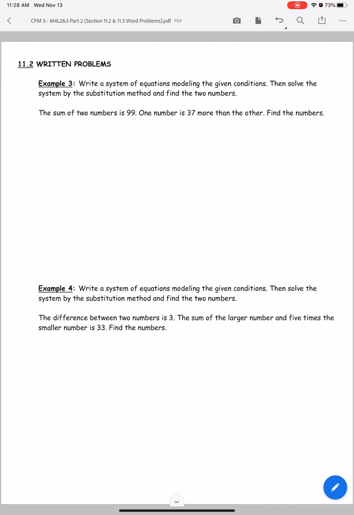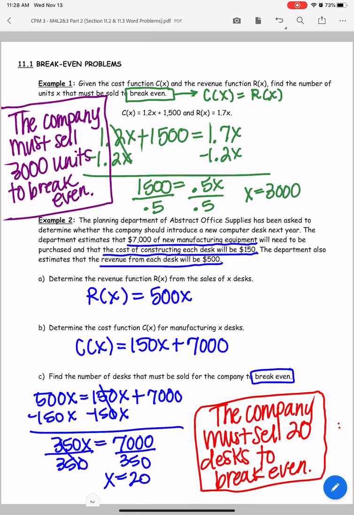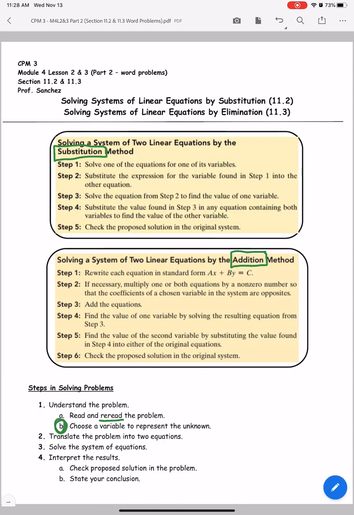And you will have the written problems and these break-even problems in your homework in my math lab. So, let me know.